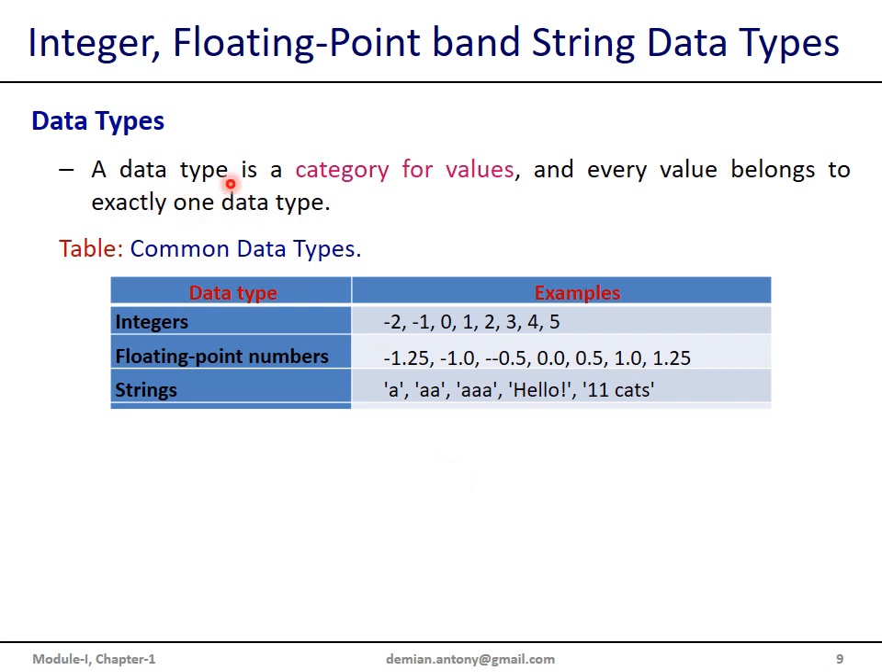Data types. A data type is a category for values, and every value belongs to exactly one data type. In Python, we have three common data types. First is integer, second is floating point number, and third is string. We have a number of examples which represent valid integers here, positive and negative integers, positive and negative floating point numbers, and valid strings.